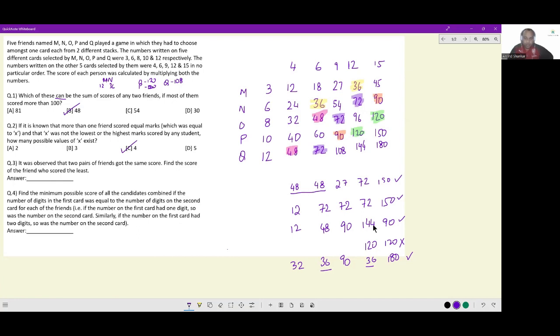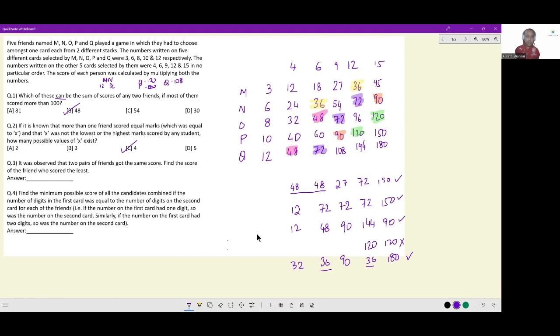While 120 and 120 is also being repeated, you cannot have 120 as either the highest or the lowest. It will always necessarily be the highest if 120 is repeated. So that will not be counted. The answer to the question will be option C. Okay, next question.